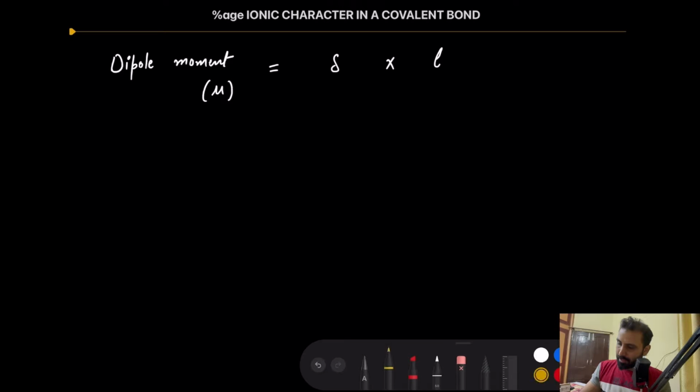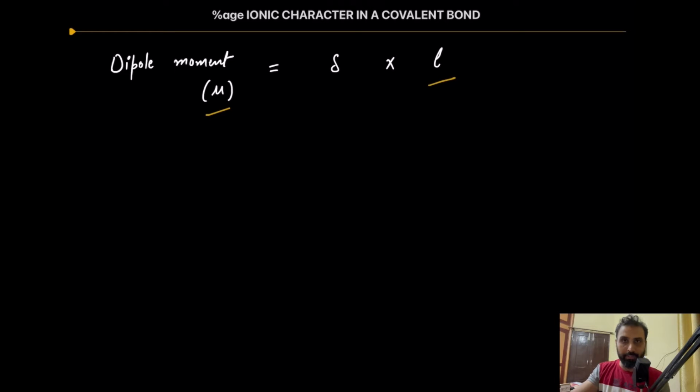What is dipole moment? I'm writing dipole moment. What's the formula of dipole moment? It is equal to delta, that's the magnitude of charge that has been separated, into bond length. Now, if we know the exact values of the dipole moment and the bond length, we will be able to evaluate this delta. And this delta is very important in finding the percentage ionic character.